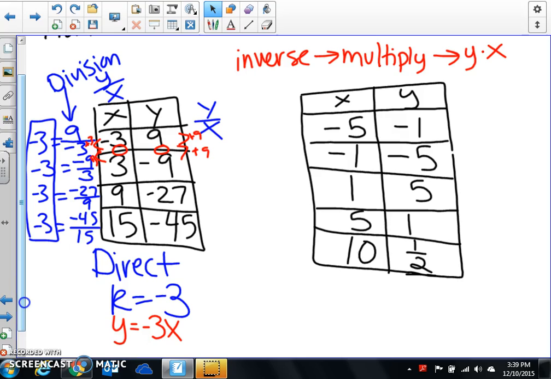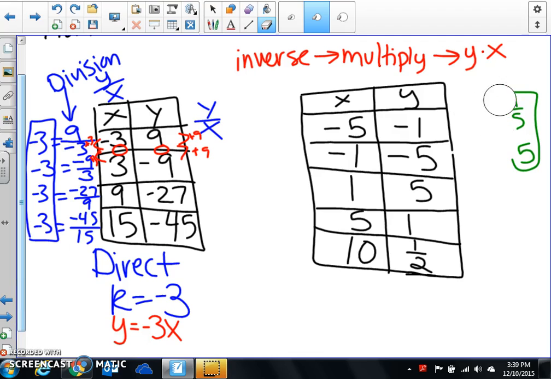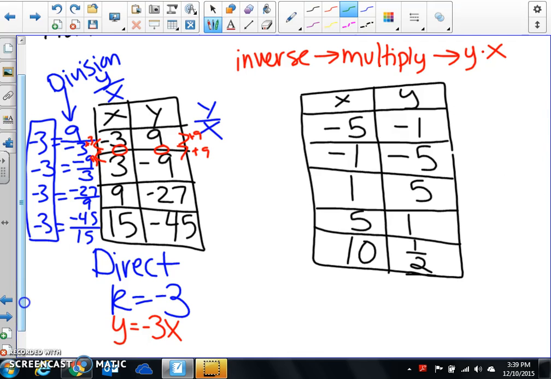Over here, we're going to start off by trying to use division. So negative 1 over negative 5 is 1/5. Negative 5 over negative 1 is a positive 5. So you can tell really quickly those are not the same numbers. So it's not direct.